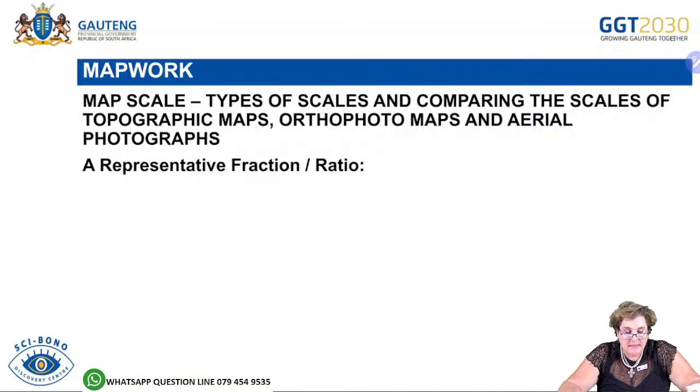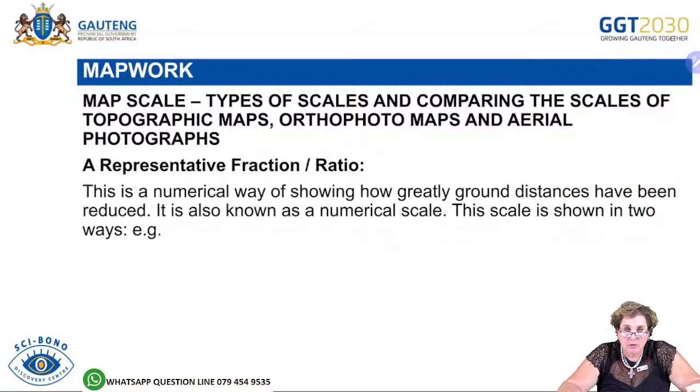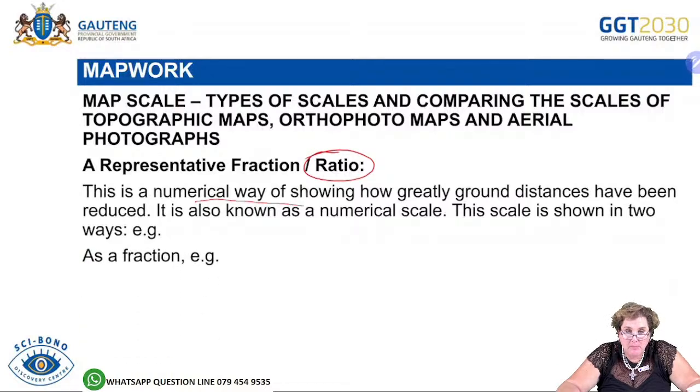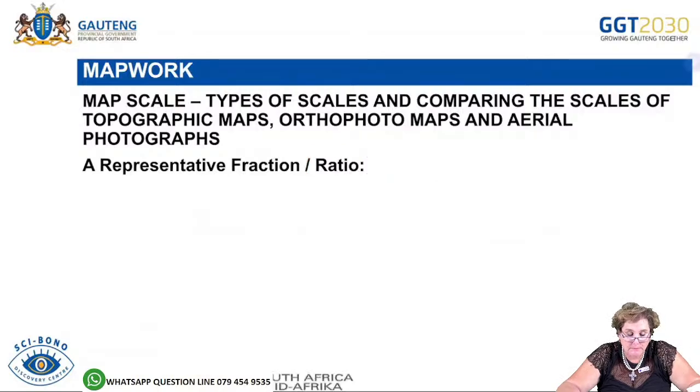Now we come to map scales. We have 3 types of scale: a representative scale or a ratio scale, a line scale, and a word scale. A representative or fractional scale is also called a ratio scale. It's a numerical way of showing how greatly ground distance has been reduced. It's also referred to as a numerical scale, and it can be one of 2 ways. It either can be 1 over 50,000, or as a ratio where it is 1 to 50,000.